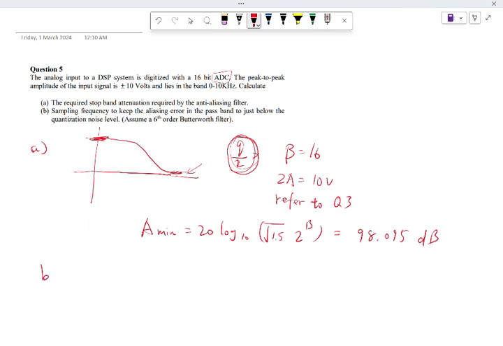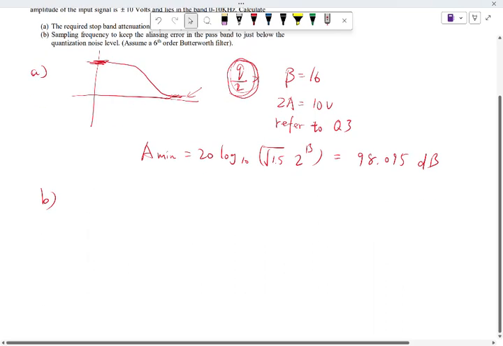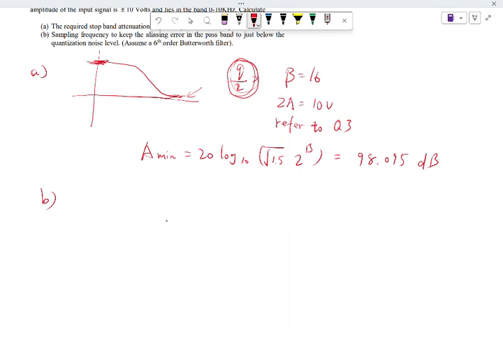Part B is the sampling frequency to keep the aliasing error in the passband to just below the quantization error level. This is similar to the one we just did in question 4, but this time we are using a 6th order Butterworth filter. The previous one was a 3rd order.